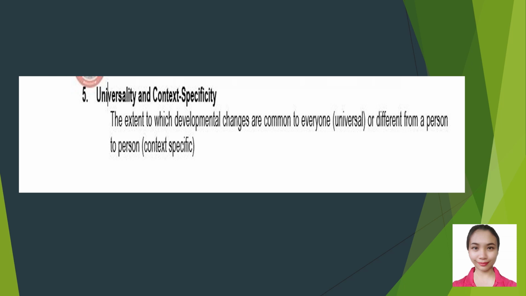And then the last one is universality and context specificity. This is the extent to which developmental changes are common to everyone, or universal, or different from person to person, or context specific. In this universality and context specificity, there are also developmental changes. If it is universality, there are some common changes that happen in a human or in children. That falls under universality, the common changes that happen in human development.